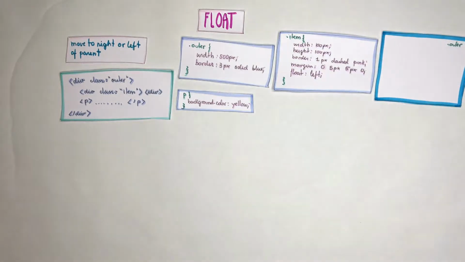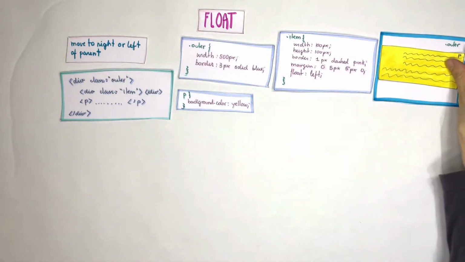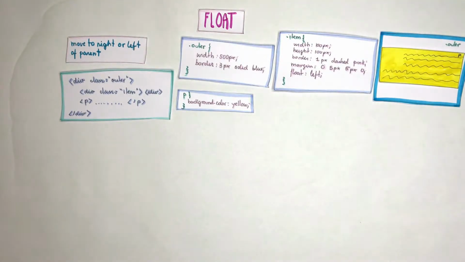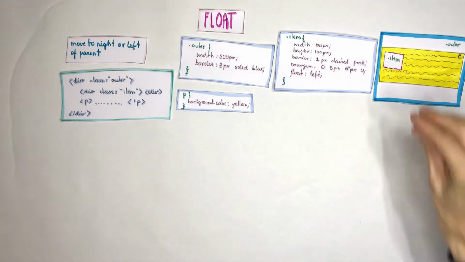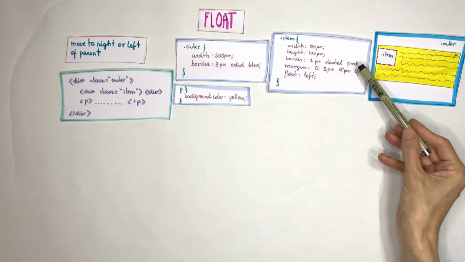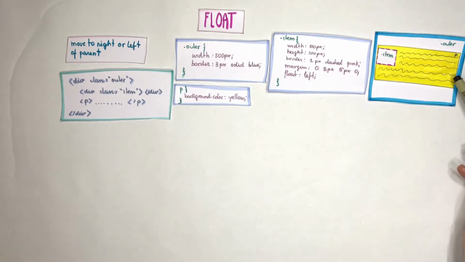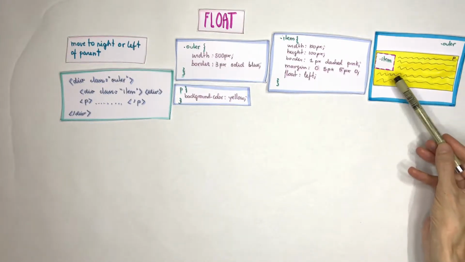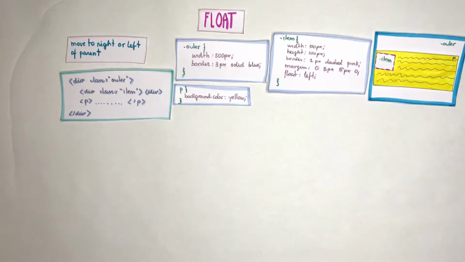We have the outer div with the blue border, and inside we have this yellow box that is the paragraph, and the item element that is the one that is floated. As you can see, the P element has not been moved. It has just made some room for the item div, for the item element.